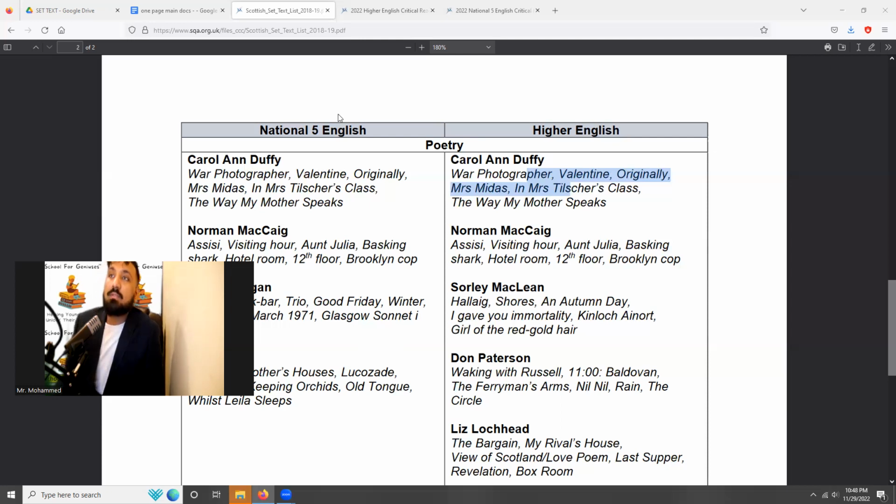Okay, so those are the texts that you can choose from. The next thing we're going to do is start looking at the Scottish text itself in more detail. Okay, good.